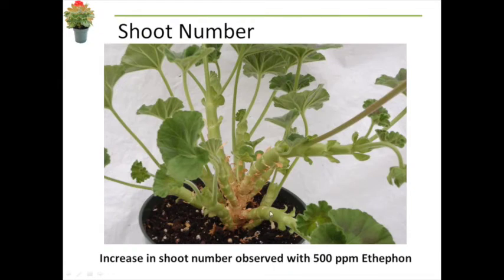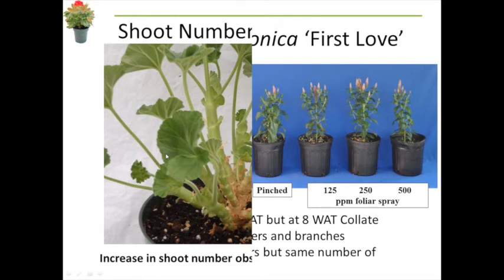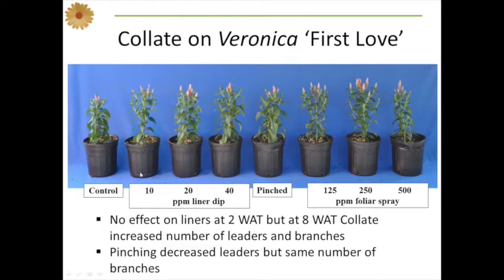This is probably what you've seen before with using Ethephon on your geraniums. A 500 part per million spray will give you a significant increase in the number of shoots and branches on your geranium. This is a Veronica study that we did with liner soaks, and all of our Ethephon treatments, whether as a liner soak or as a foliar spray, did increase the number of branches relative to our control. We did a pinched comparison, and that actually did decrease the number of liners, but overall had the same number of branches.